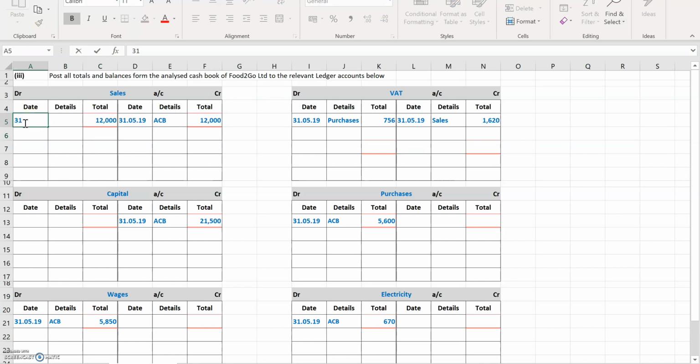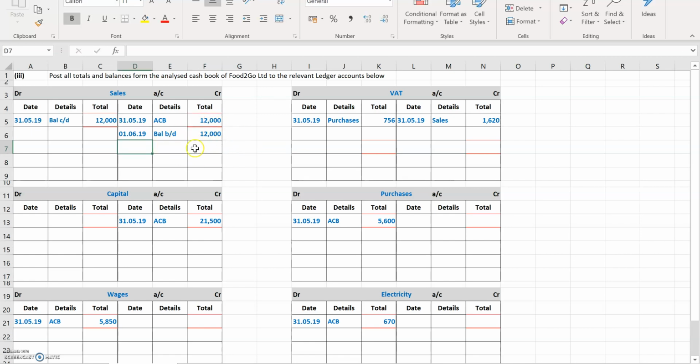It's going to be the 31st of the 5th of the 12th. The details is going to be balanced, and it's going to be CD because it's going to be carried down. Where's it going to be carried down to? It's going to be carried down to the next month. Next month's the 1st of the 6th, 19. Balance brought down, and that's going to be your 12,000. And that's going to be the figure.